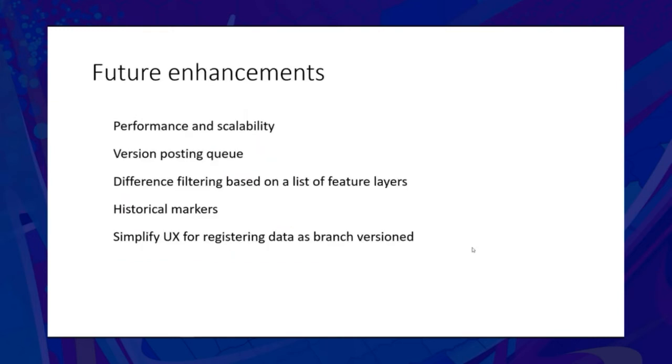Now, moving forward in the future, things that we're looking at, of course, performance and scalability. That's a never-ending task for us. We can always make things better, make them more performant, more scalable. We're looking at a version posting queue, where you would be able to queue up versions that you want to have reconciled and posted. That's very important in enterprise environments. Be able to support difference filtering based upon a subset of the feature layers or a specified collection of feature layers. Direct support for historical markers through services, as well as other things that we're doing, is simplifying the user experience for registering data as branch versioning.